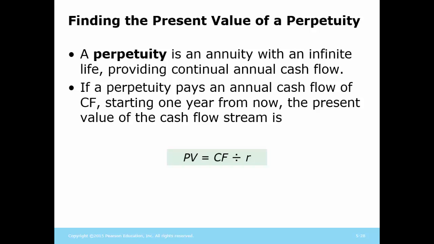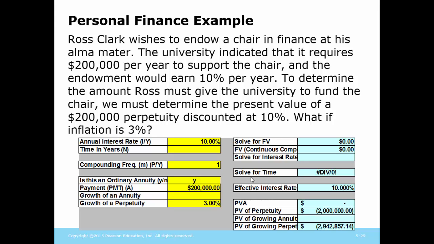But it has a very simple formula. You take the cash flow and you divide it by the rate of return on the investment. And that will give you the value that must be invested today to provide an even cash flow forever. So here we want to endow a chair of finance. It's $200,000 a year. It's going to cost around 10% as the interest that the endowment earns. We want to figure out how much we have to give to the investment.